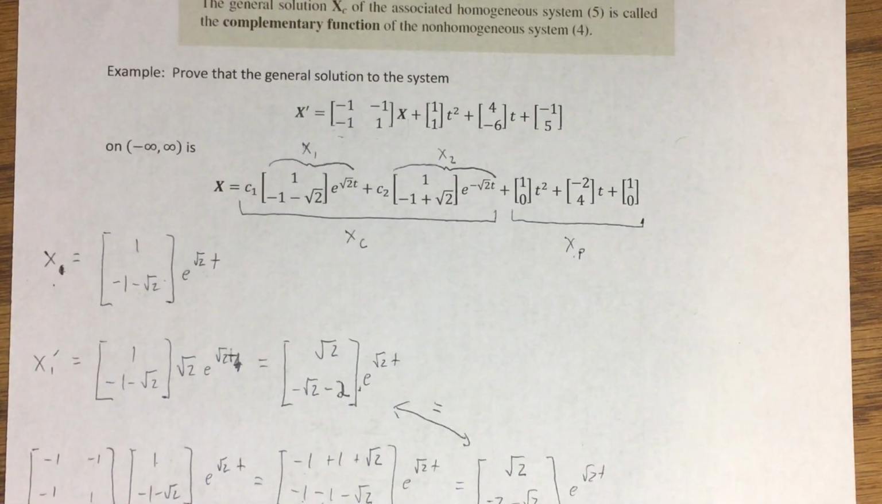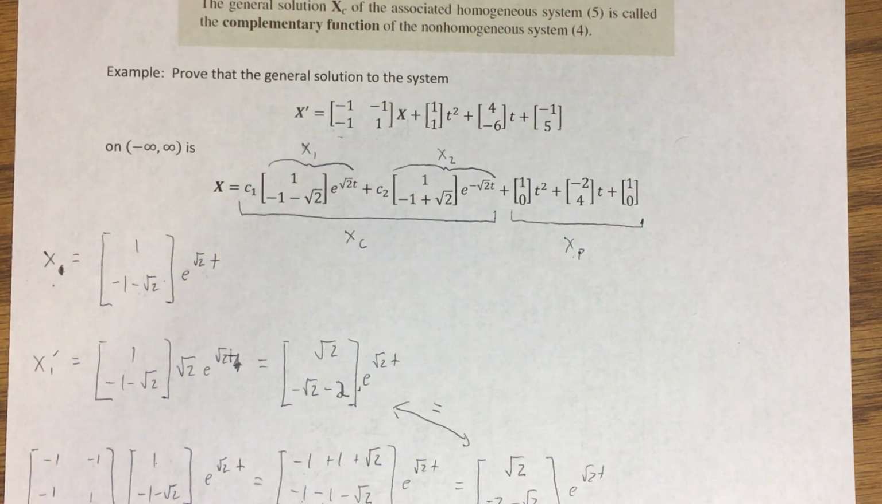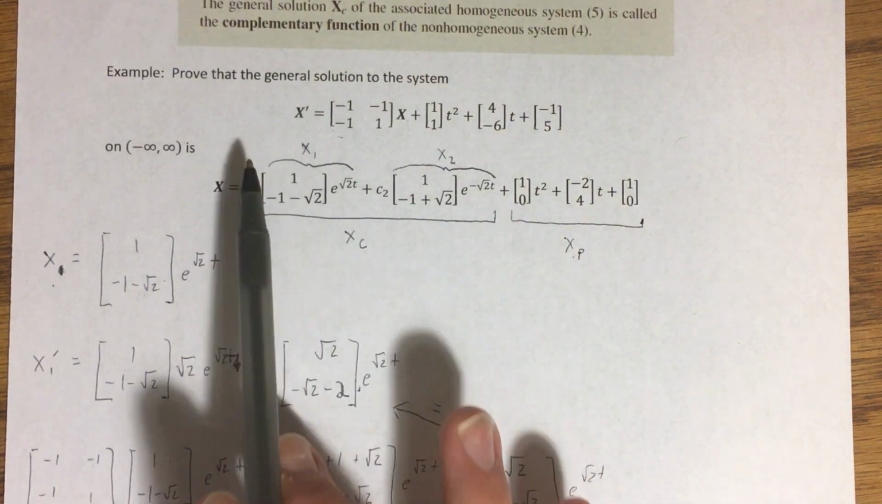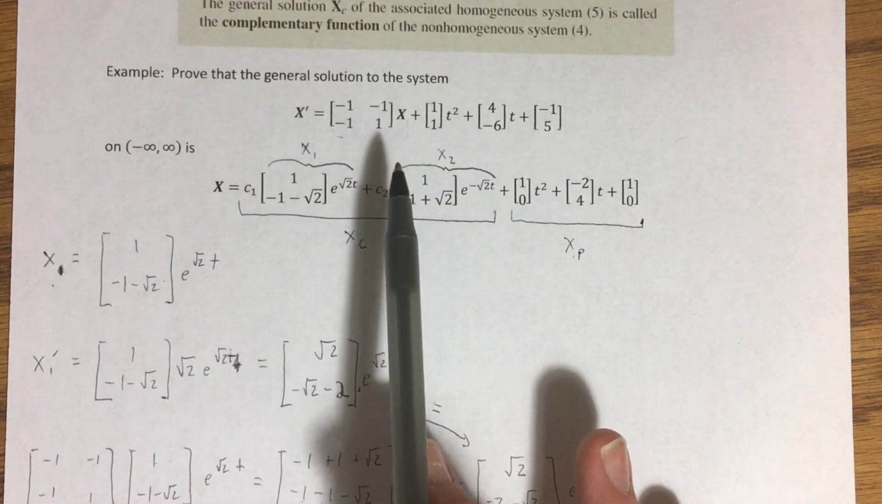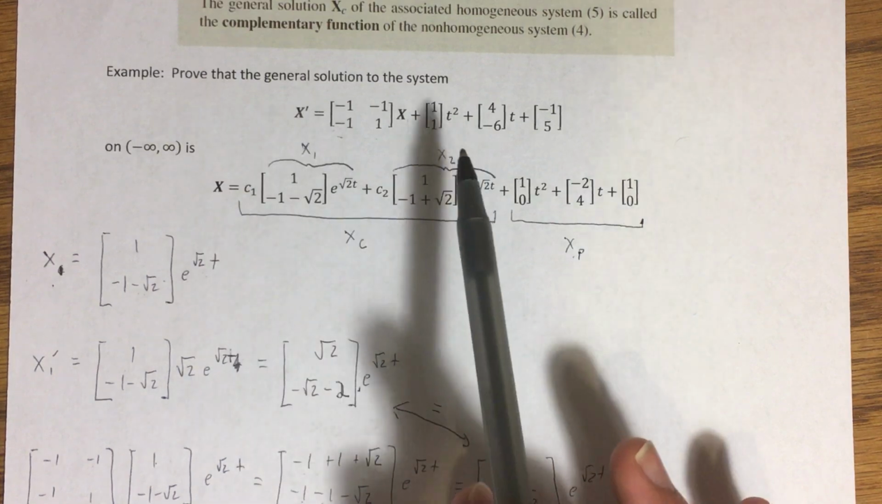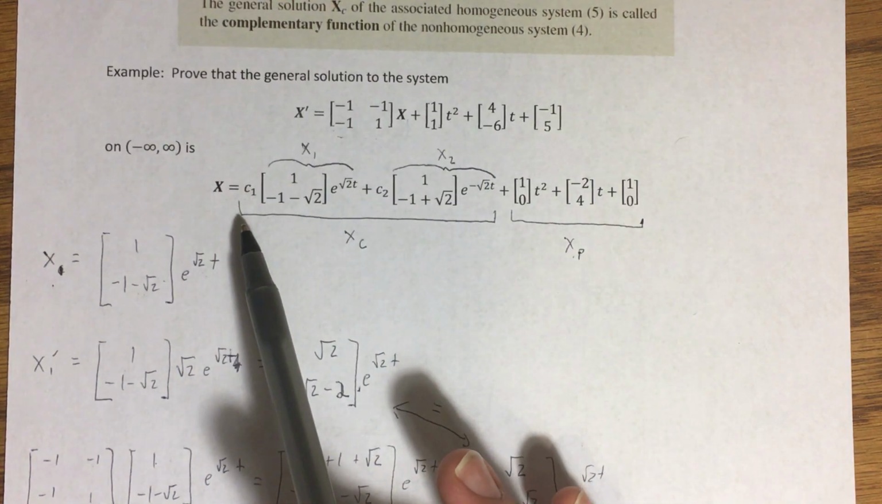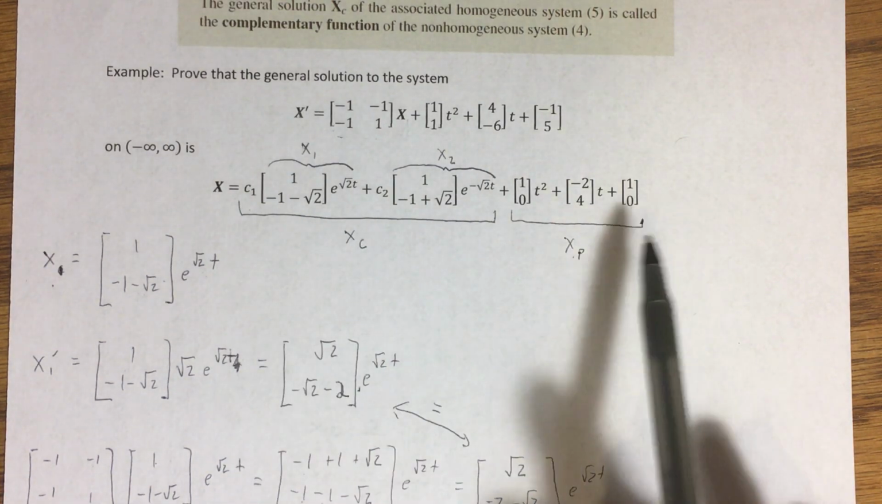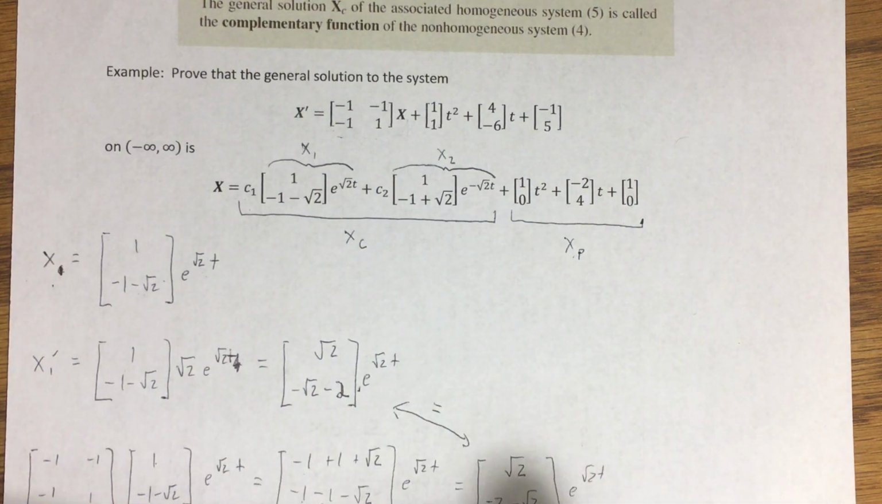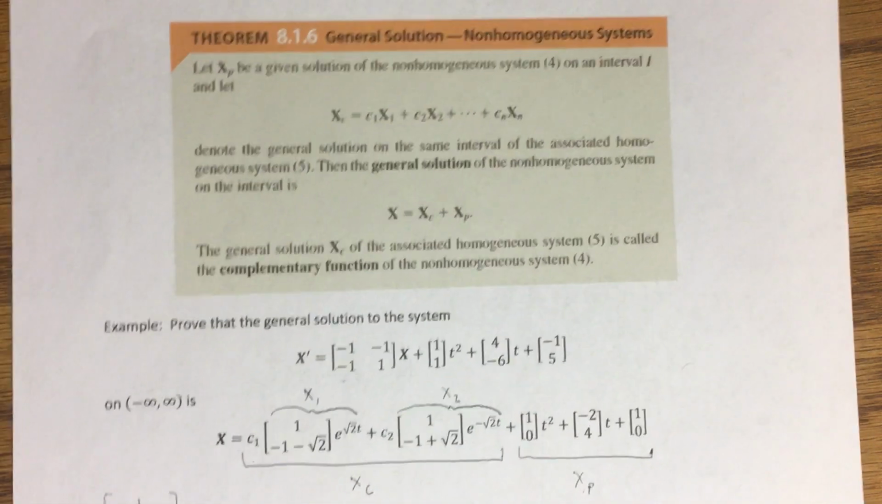Okay, so we're just wrapping up that last example that we were in the middle of in the last video, and then we're going to be done with section 8.1. So just a quick recap, we were working on a linear system where it was a non-homogeneous system, and we were given a general solution. We were being asked to show that it was a general solution, and we're using this theorem up here.